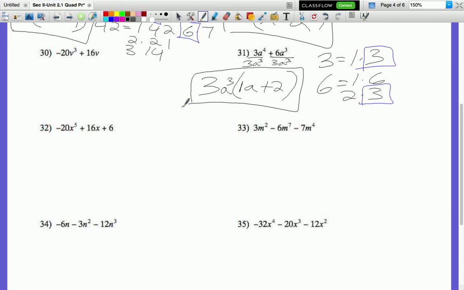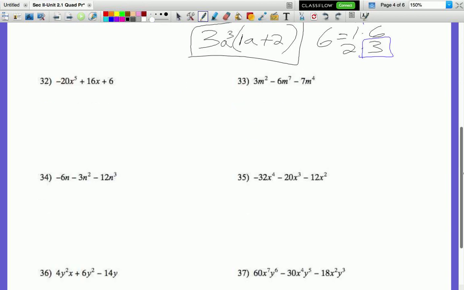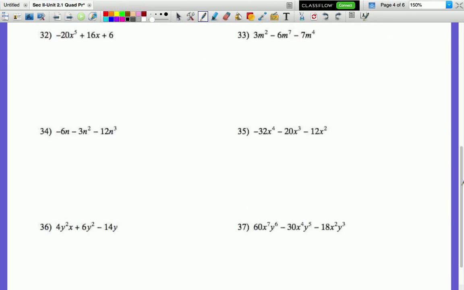With 32, let's talk about 32. If your leading coefficient, so if the number in front of the variable with the highest exponent is a negative, you should also pull out the negative. This will help us when we start graphing here next unit. So let's look at 32. We'll do a couple more on this page and then we'll jump to another section.